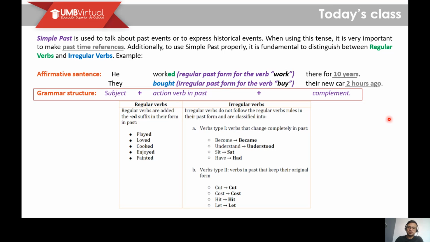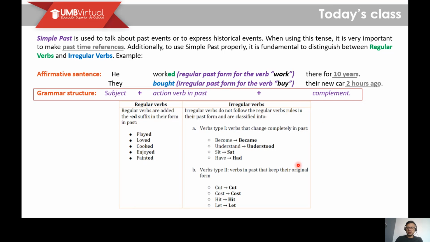But this is with verbs different from the verb to be. The verb to be has its own conjugation, so you have to be careful when using the verb to be in past. We have two conjugations for it, that is was and were. But in this case, we're talking about the rest of the verbs, and this first part is regular ones. Now we have the irregular.